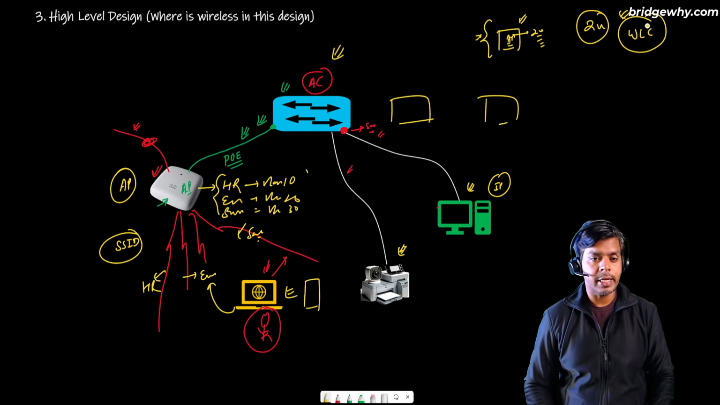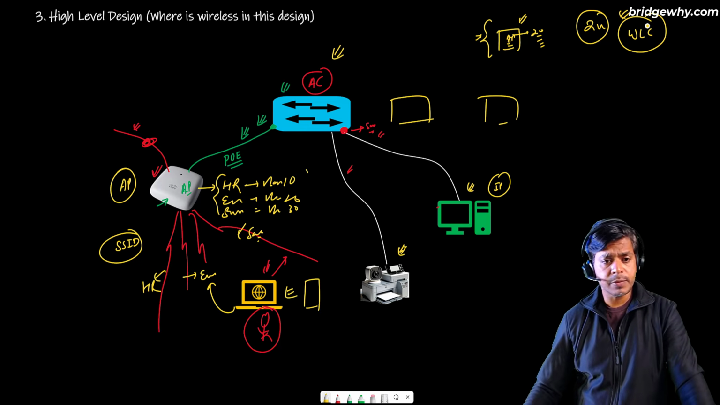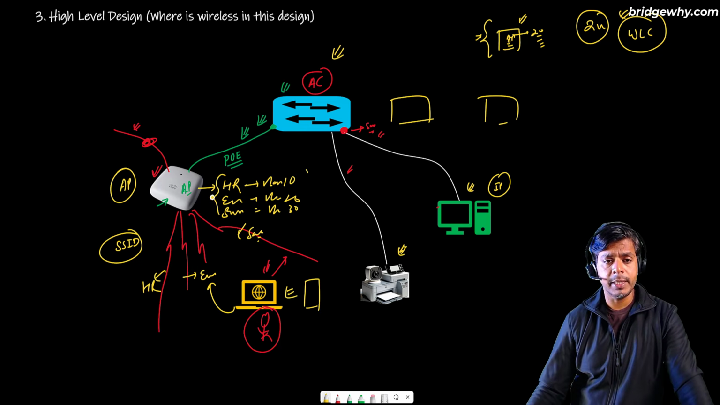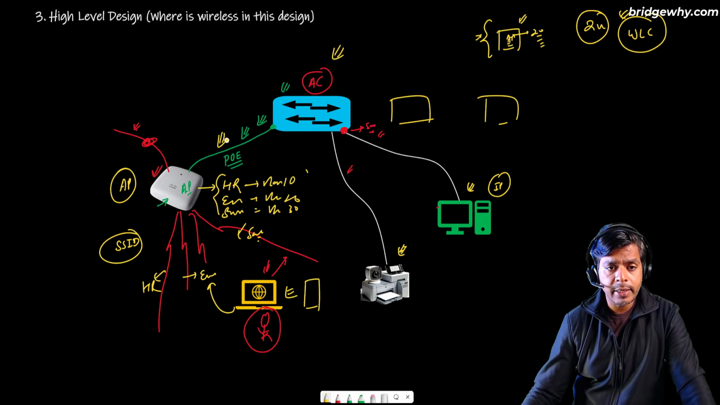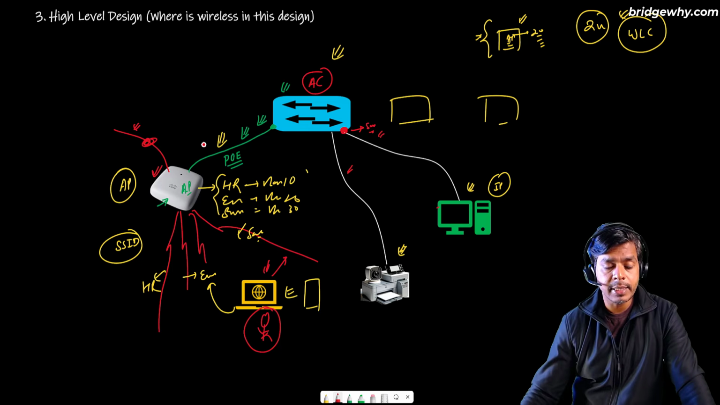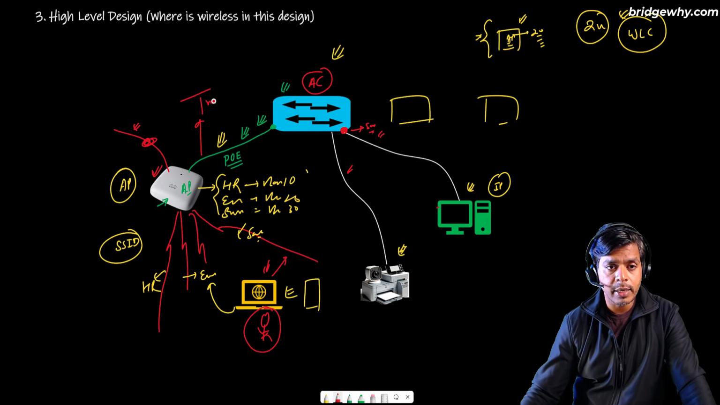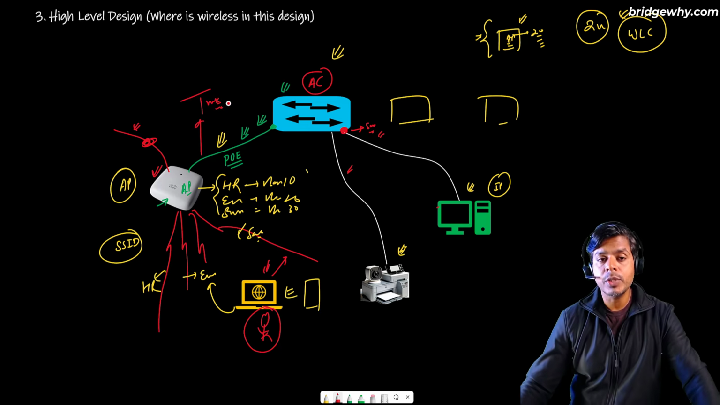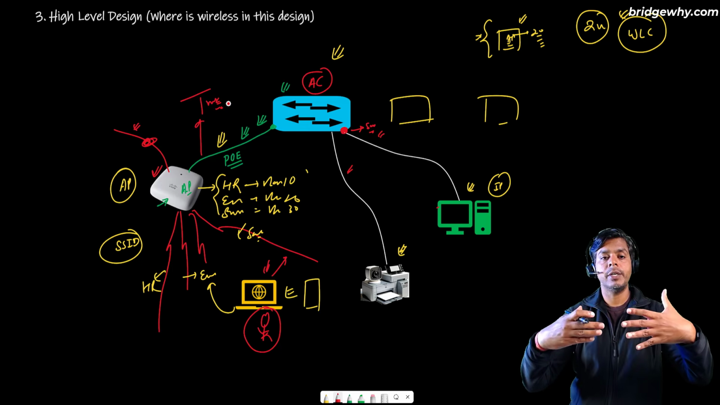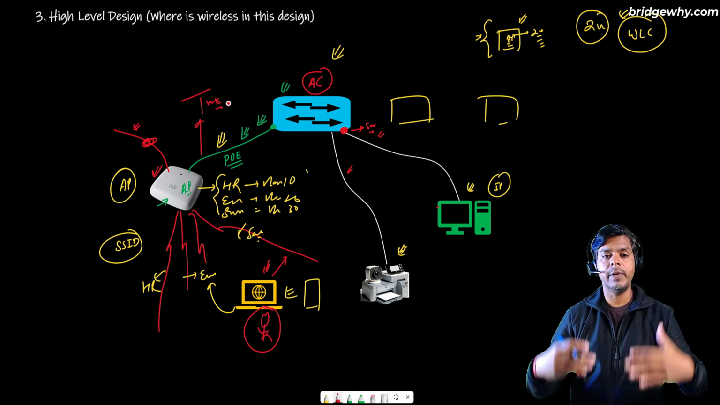But now the question arises, Mr. Vishnu, that is fine, that three SSIDs you have mapped them, but what kind of link will this be? Then I will say this link will be your trunk link. Why? Because a trunk link has the capacity of taking traffic of multiple VLANs.